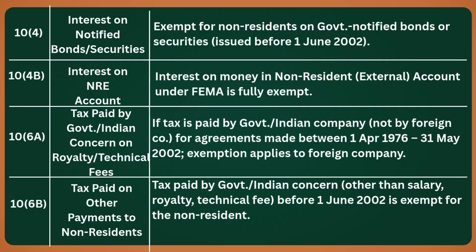2. Interest on NRE accounts, Section 10, subsection 4B. Interest on money held in a non-resident external, or NRE, account under FEMA is completely exempt from tax.